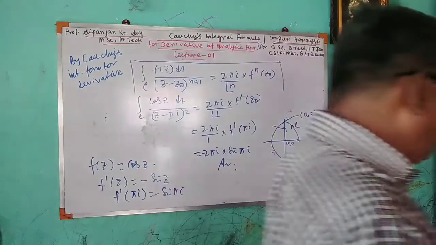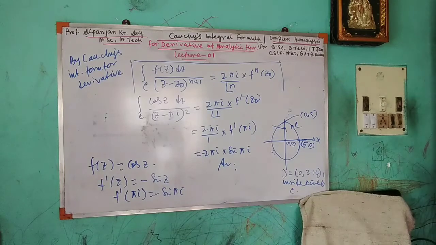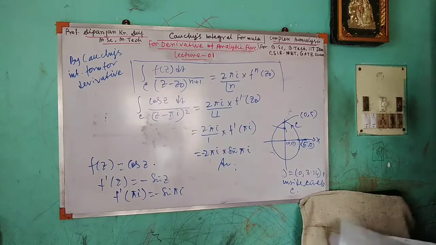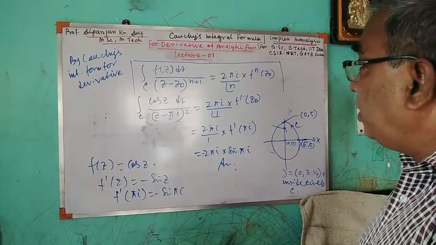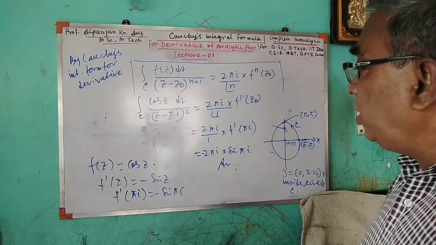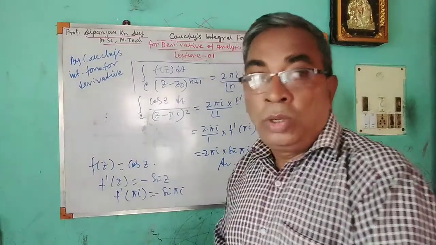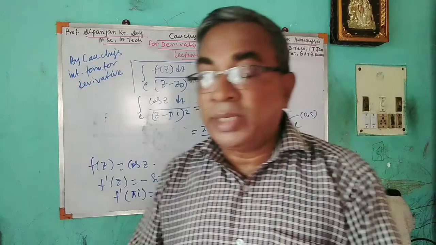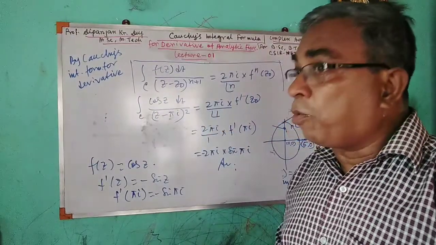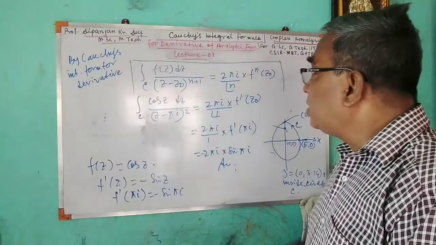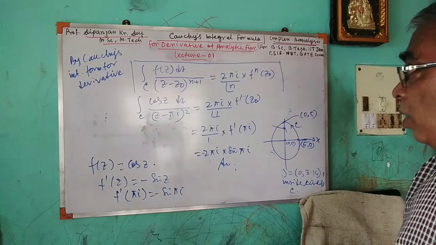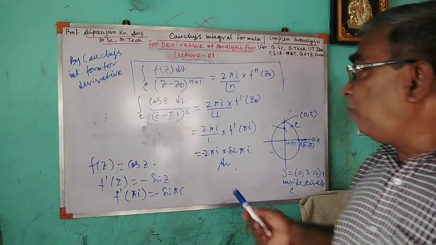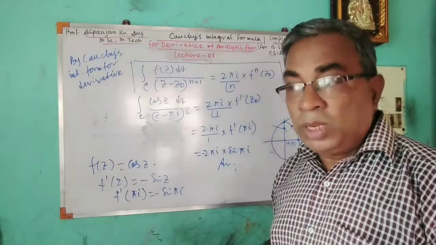I think everybody understood very nicely. So this is Cauchy's integral formula for derivatives, and how this formula is applicable. I have taken a sum in this lecture. So I think it's clear to everyone. I'll come with my next lecture, where I will solve problems. I will take 2 or 3 sums in lecture number 2 of Cauchy's integral formula for derivative of analytic function.